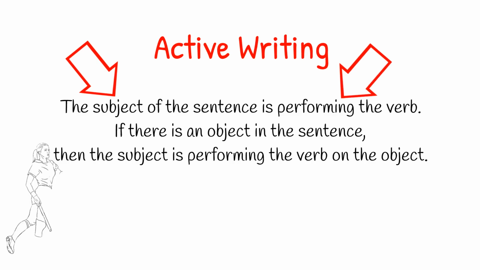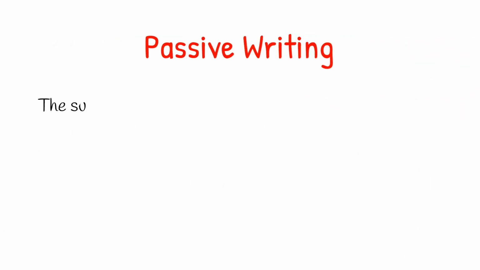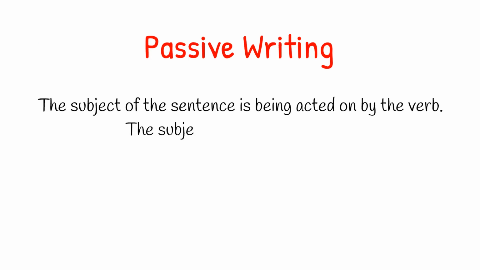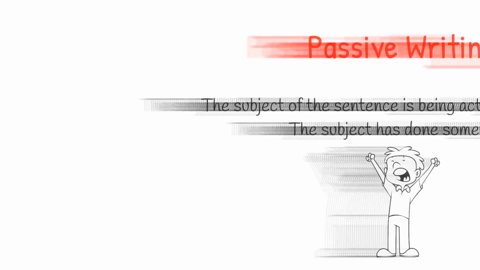If there's an object in the sentence, then the subject is performing the verb on the object. Passive writing, on the other hand, is when the verb acts on the subject. Rather than the subject doing something, we're being told that they have done something. There are a couple of ways to identify it, but let's look at some examples first.